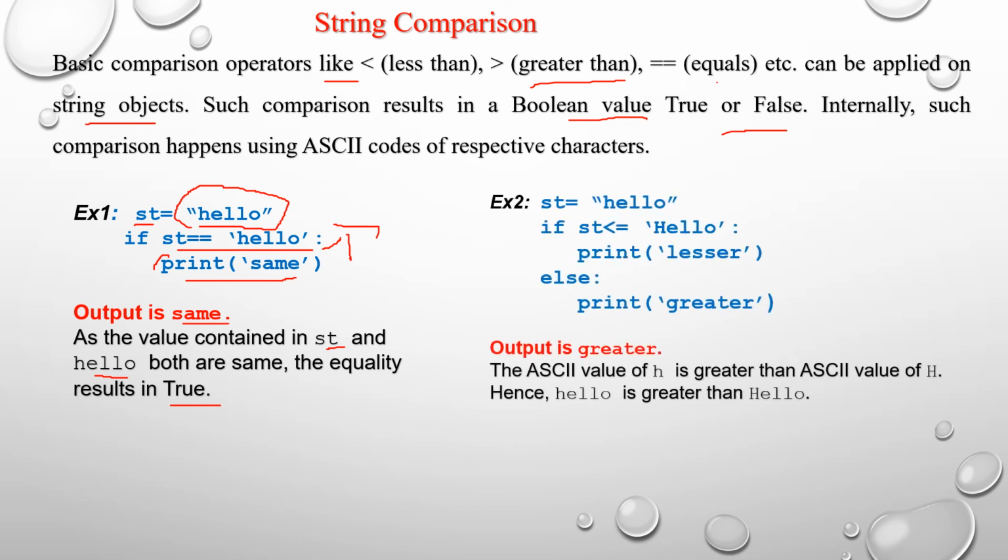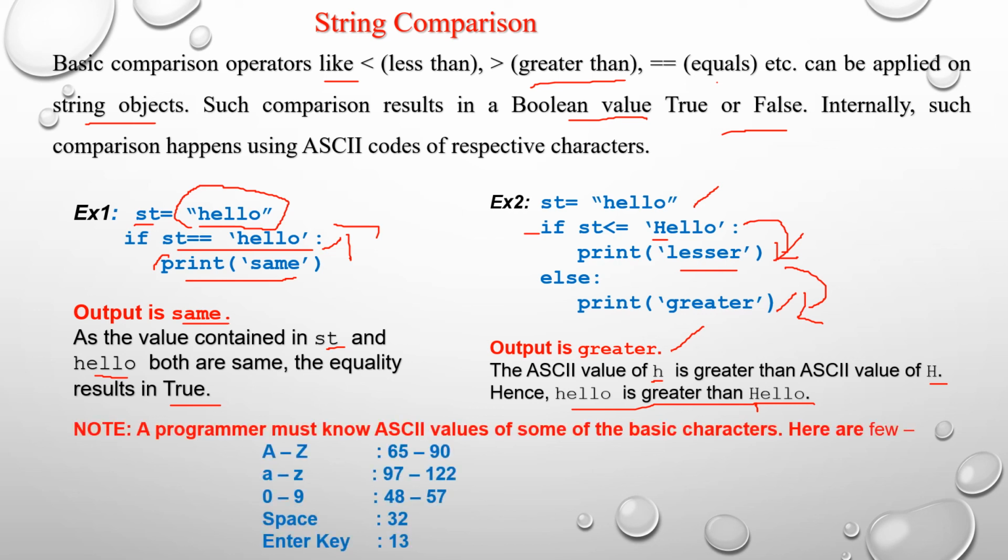Here st is equal to "hello" with a small letter h. After that we declare one condition: if st is less than or equal to "Hello", with a capital letter H, we print lesser, else we print greater. If the condition is true, it prints lesser, otherwise it prints greater. Here the output is greater because the ASCII value of the small letter h is greater than the ASCII value of the capital letter H. Hence "hello" is greater than "Hello".